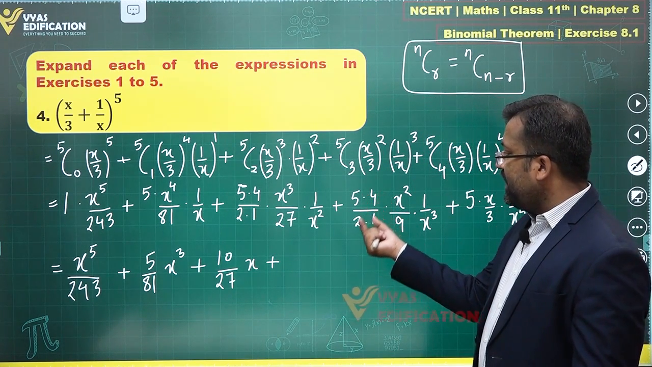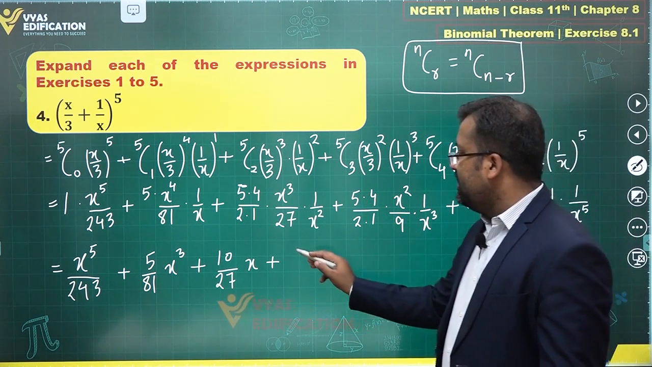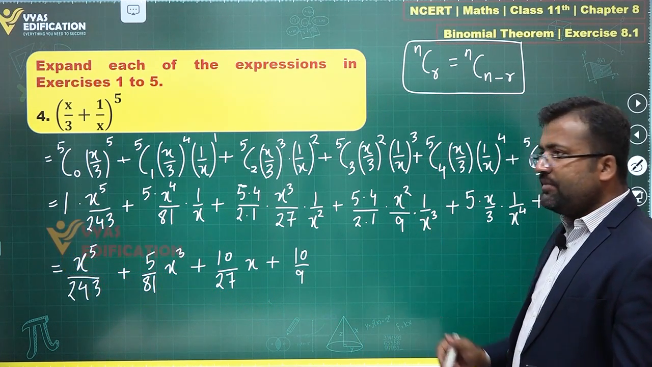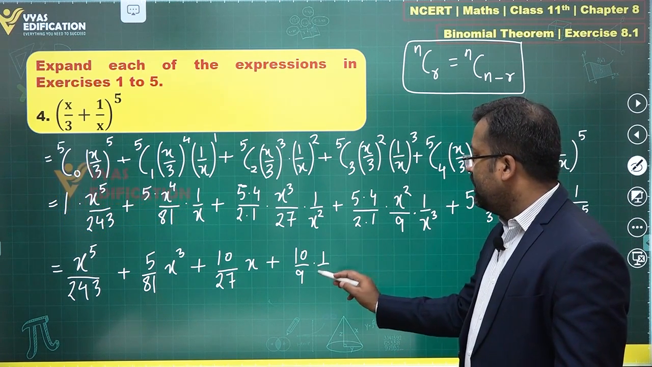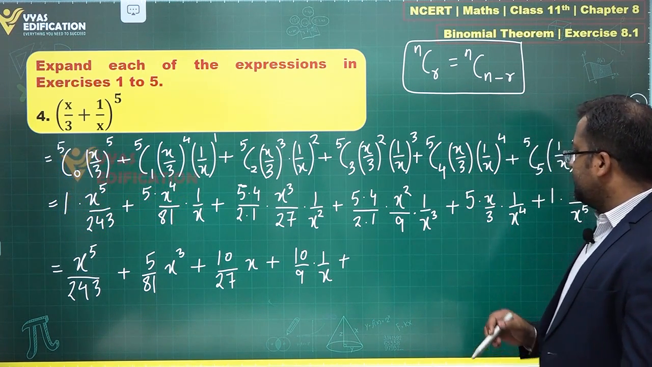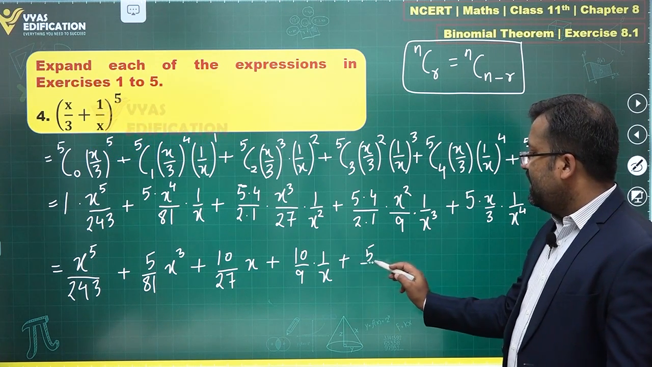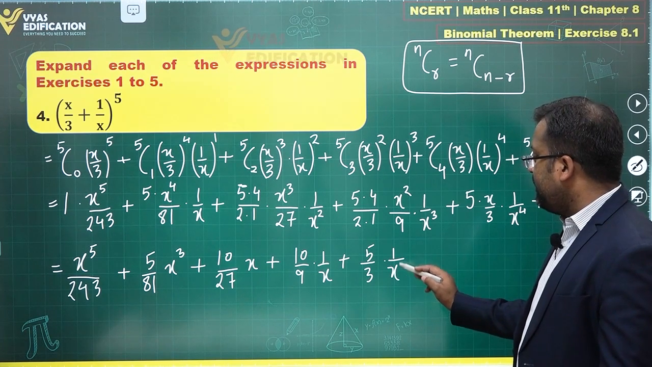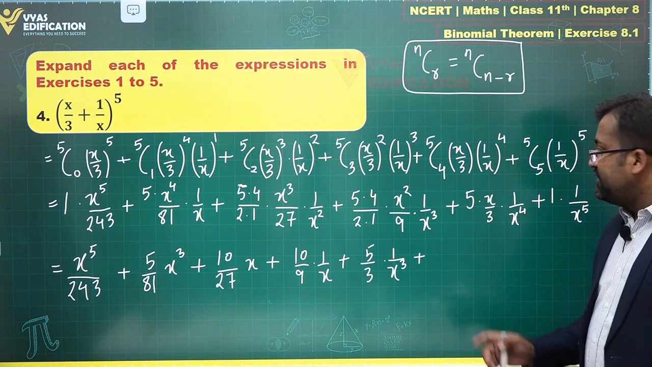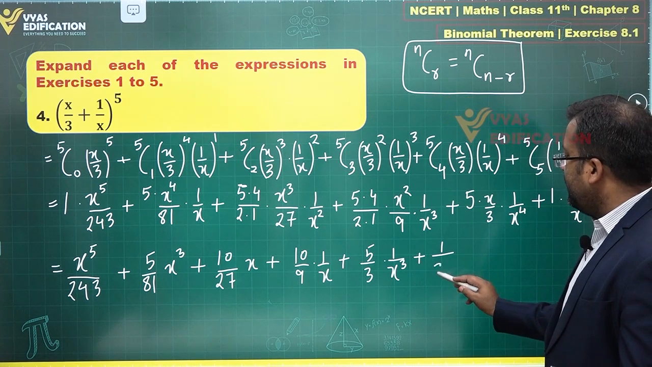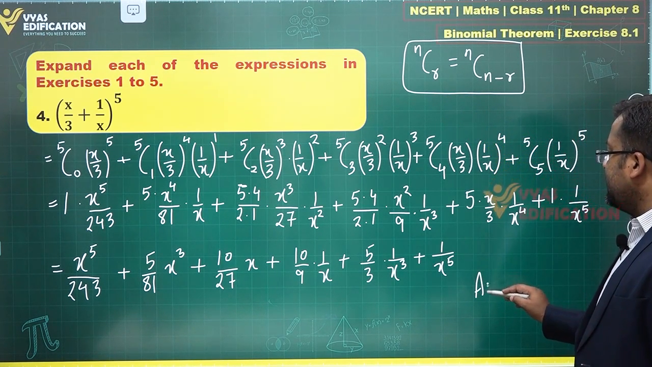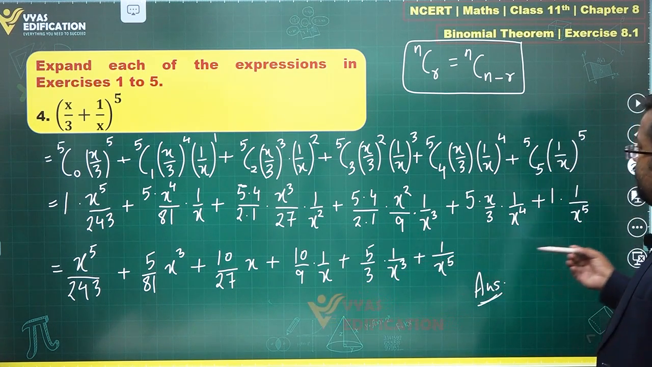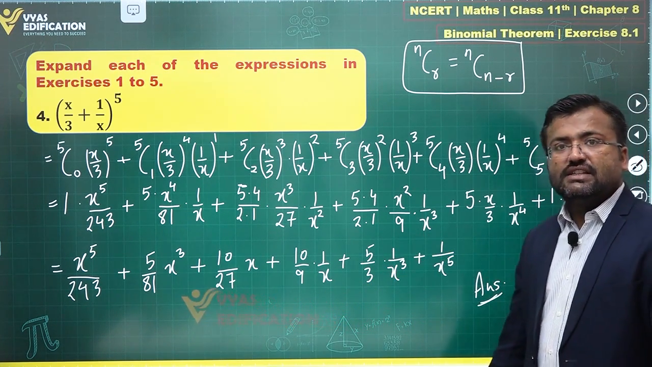5 times 4 is 20 by 2 is 10, 10 upon 9 is what I have over here, and what remains is, as you may observe, this is 1 over x plus, what is this? This is 5 upon 3 is the coefficient, and x upon x power 4 is 1 over x power 3. What next? The next term is 1, which is okay. This is 1 over x power 5, and yes, this is the required answer for this series expansion, as you can clearly see over here. Is that all? Yes, that's all in this question.